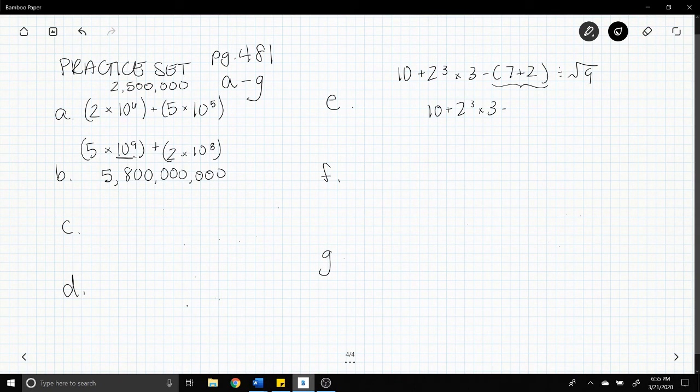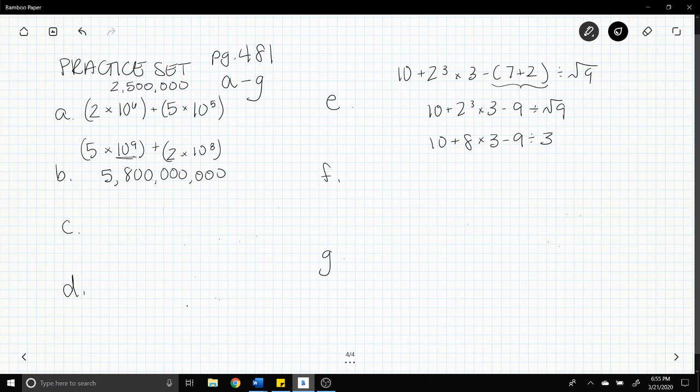What's 7 plus 2? 9. Next, E, exponents and roots. So we're going to evaluate 2 cubed, so 2 times 2 times 2, and the square root of 9, pardon me, which is 3.